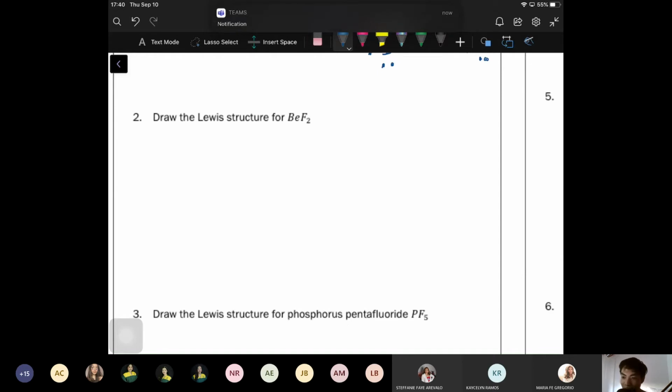So since may metal tayo, do I have to do the NASO rule? Not anymore, no? Ayoko na mag-NASO rule kasi metal yan eh. So wala na akong gagawing NASO rule. So gagawin ko na lang, I will draw the Lewis dot symbols. No? Beryllium is in group 2, so 2 dots. Fluorine is in group 7, so 7 dots. No?